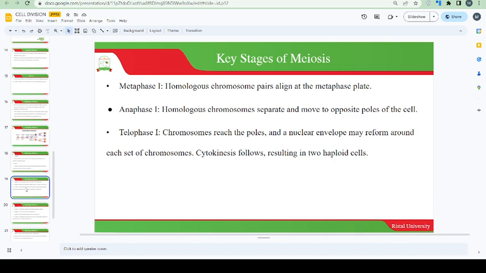Cytokinesis follows. When cytokinesis follows, this results into haploid cells.